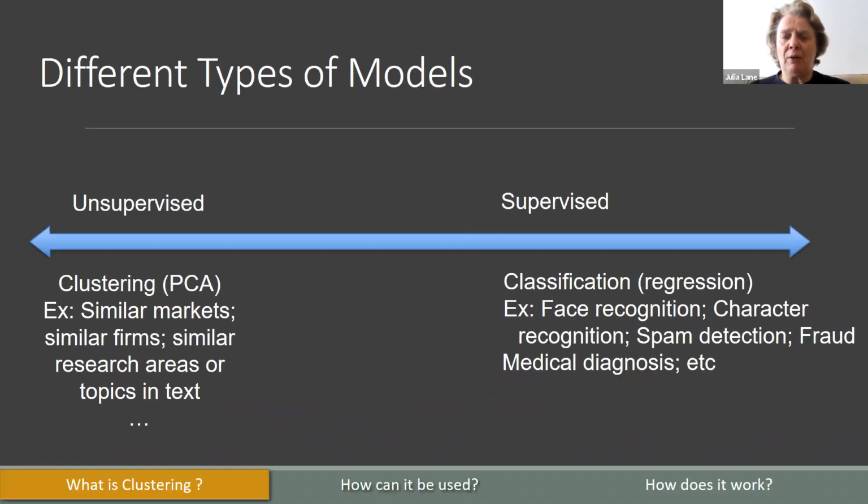So there are two different types of models, broadly defined. You heard Brian Kim talk about supervised learning in the other set of videos. What this video is about is unsupervised learning, which is often also called clustering. Today I'm going to talk about what it is, how it can be used, particularly in the public policy context, and how it works.